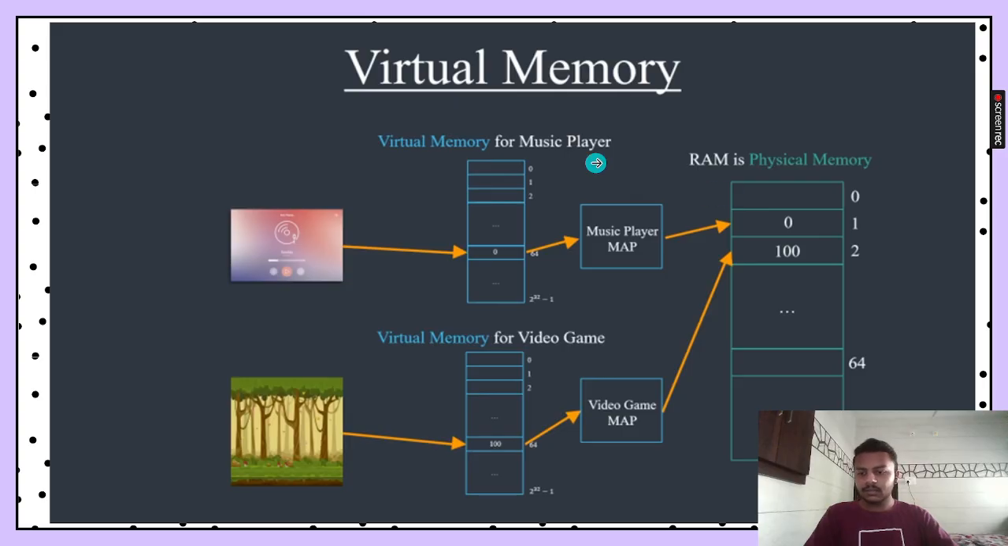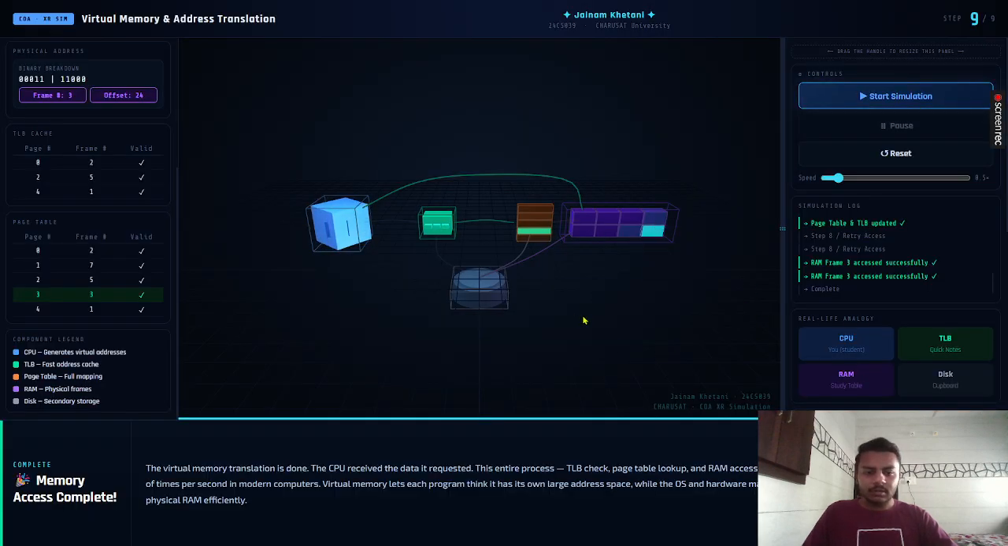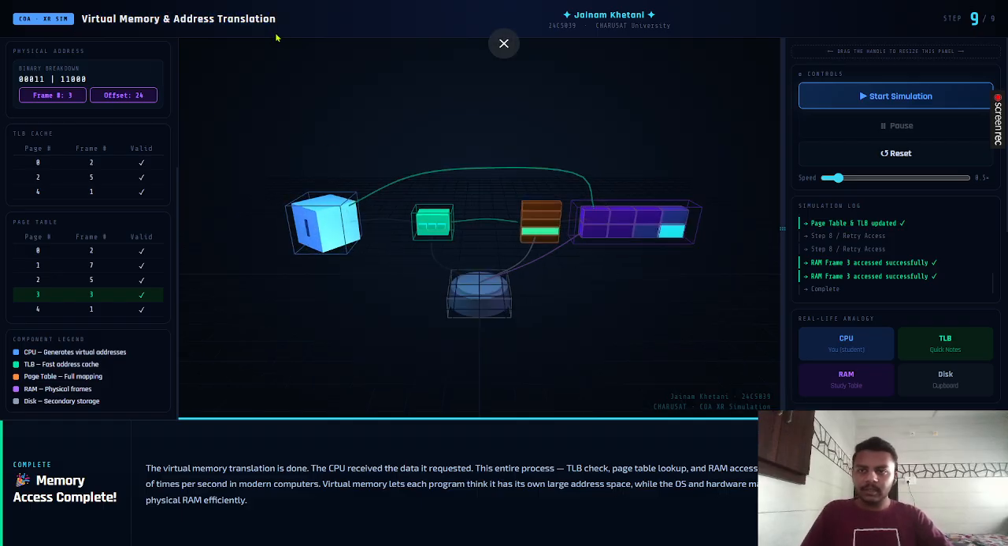And virtual memory is a technique that allows a computer to use disk storage as an extra part of physical memory. So let's go ahead with our demonstration. Here we have our topic, virtual memory and address translation.